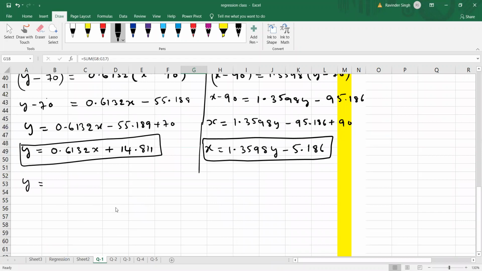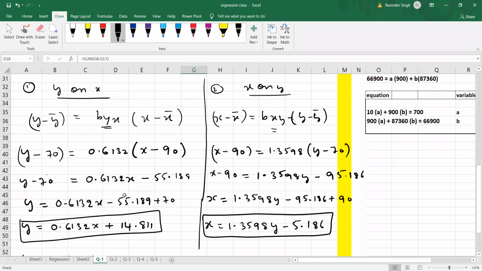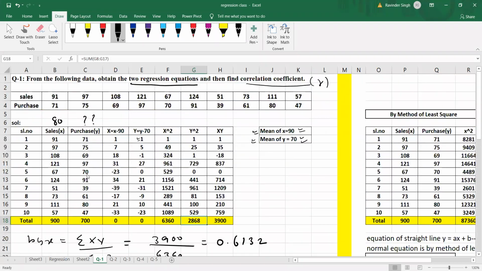So y value will become 0.6132 into 80 plus 14.811. So when you calculate this, I'm getting approximately 63.86, or approximately 64. So that is the y value. So like that you can predict any value of x and y.